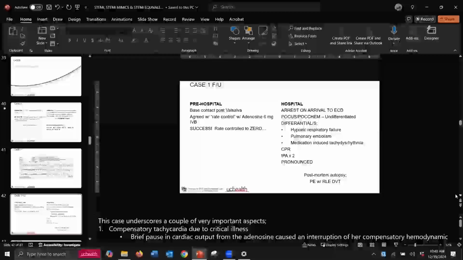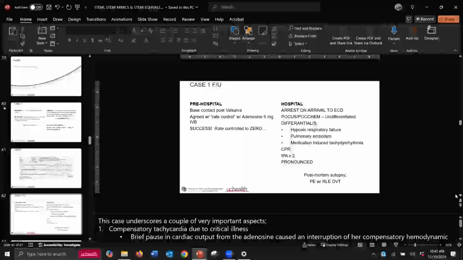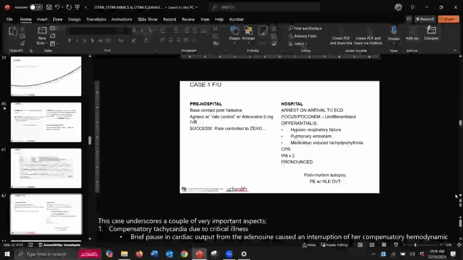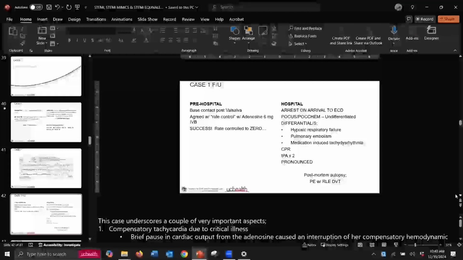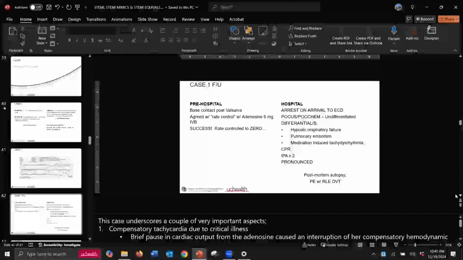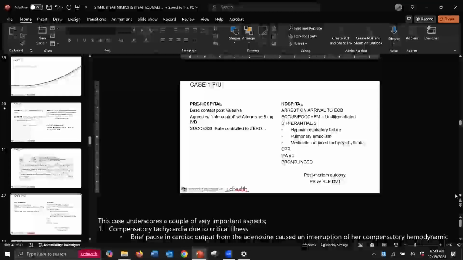Undifferentiated ultrasound, differentials, obviously hypoxic respiratory failure, pulmonary embolism, and medication-induced tachydysrhythmia if she was given something, right? CPR, TPA x2 to attempt to get rid of the pulmonary embolism. She postmortem had pulmonary embolism with the right lower extremity DVT. Rate control's cool. Not appropriate in all cases.